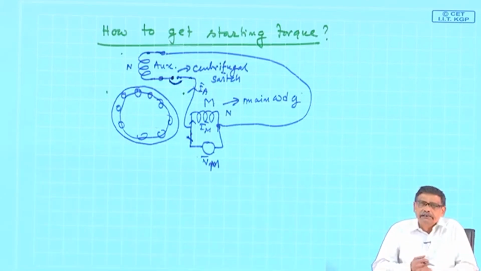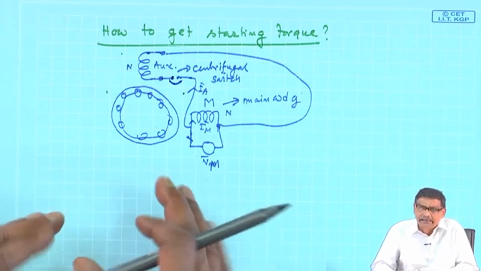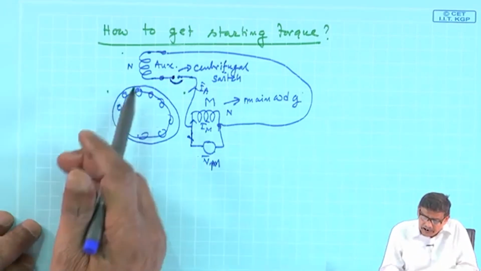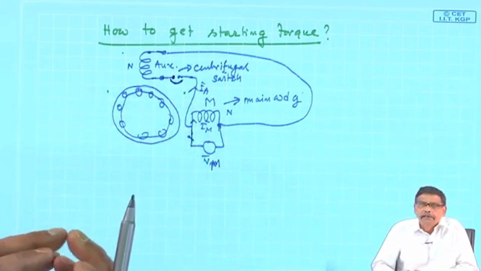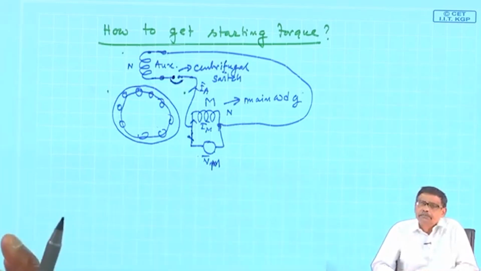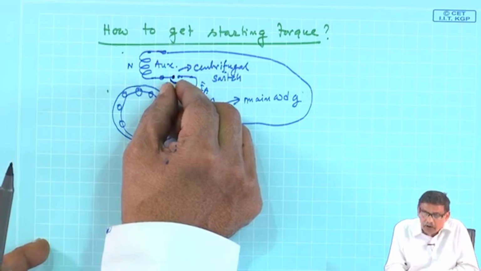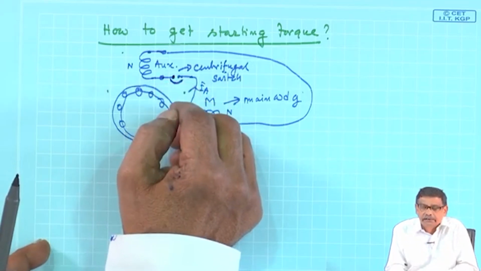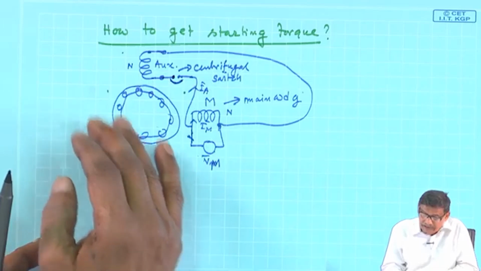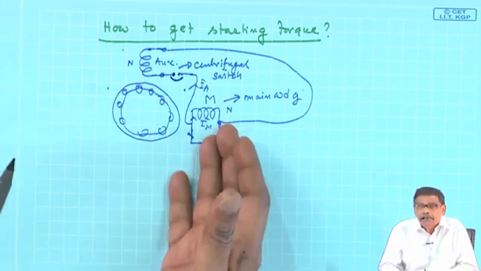Hopefully, there will be some sort of 2-phase induction motor, perhaps it will develop a torque, that is why it is running like that. I will conclude at this stage, and it will pick up speed. Suppose speed becomes 70-80% of the nominal speed of the induction motor, then the centrifugal switch will automatically get open circuited, and since the machine has already attained speed, it will continue to run on a single winding.